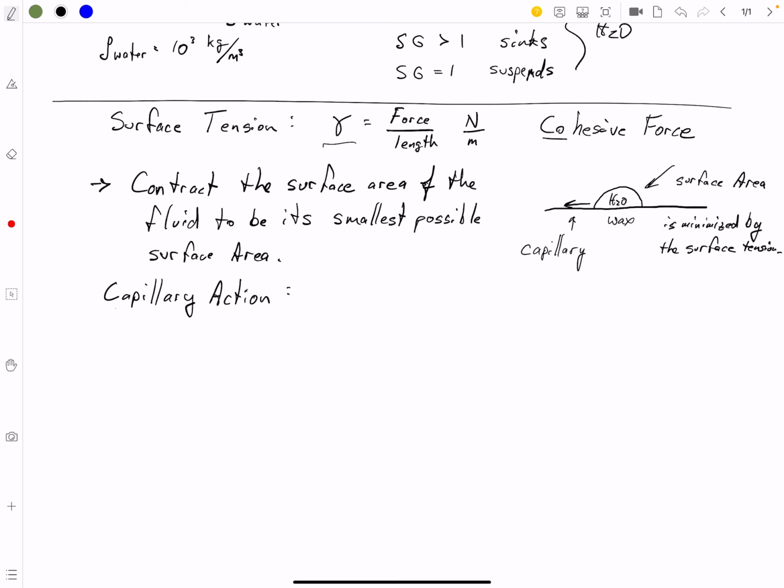I don't know if you guys have noticed, you drop some, it's unprotected wood, for example, and you spill water all over it. That wood will absorb the water, and the surface tension isn't allowed to hold it together, and it will not bead up. The wood will absorb it.